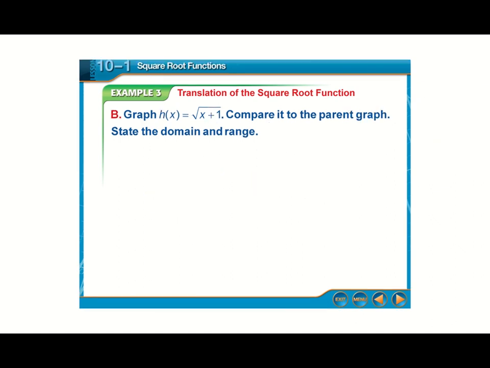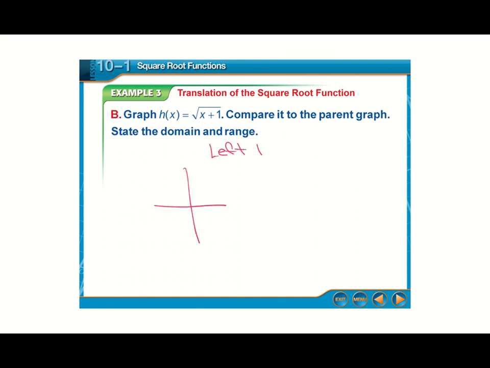This says graph h of x equals the square root of x plus 1 and compare it to the parent graph. State the domain and range. I hope you remember your transformations, because when you have a plus or minus inside a grouping symbol, that means to the left or the right. So since this is plus 1, that means that we're going to the left 1.